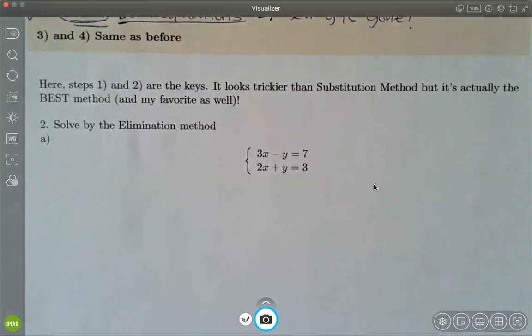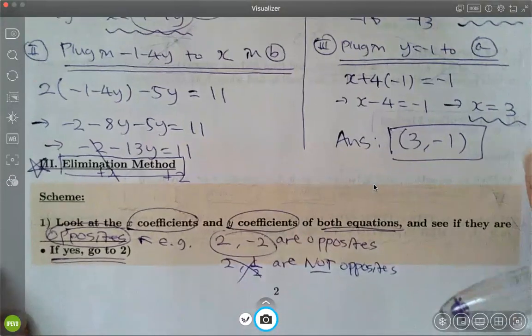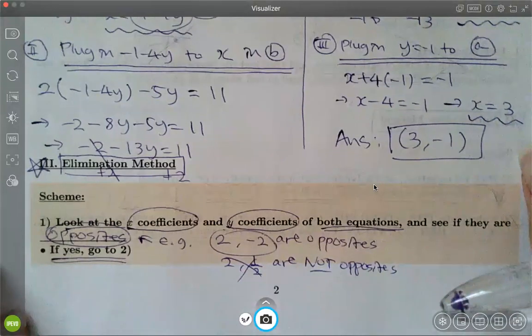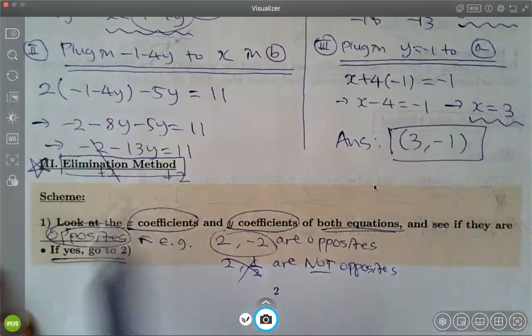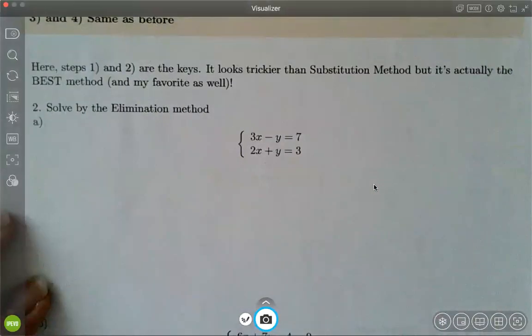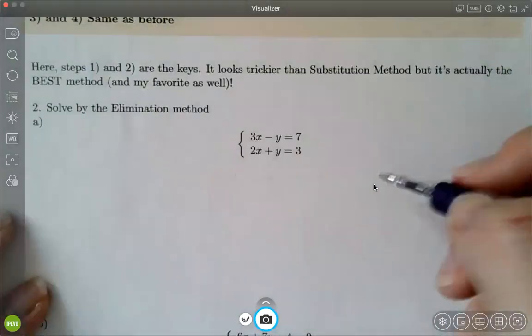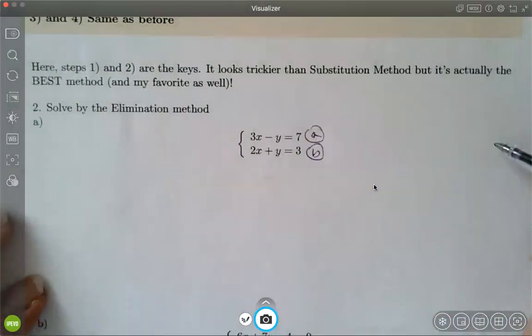Okay, so now here, again, we are not isolating x or y, but what are we looking at? We are looking at x or y coefficients, right? And see whether they are what? Opposites. Now, here, what are the x coefficients? 3 and 2, right? Okay, so the x coefficients are 3 and 2, and are they opposites?